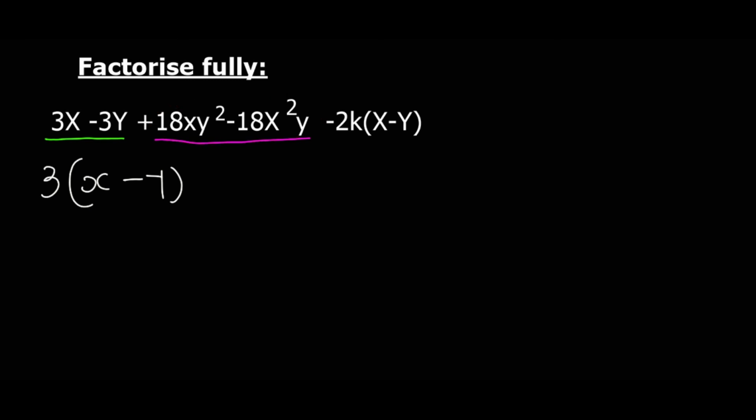On these terms o ka kgona bona gore re na le 18 and 18 as a common factor, so this means re tlo ngwala 18 and then again o ka kgona bona gore re na le x and x as a common factor, and then ra ba le y and y as a common factor, but a re thome ka x pele.